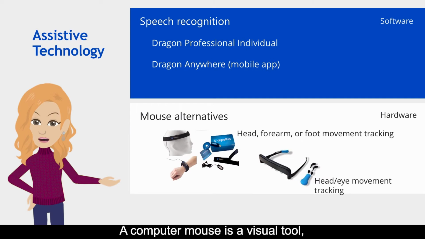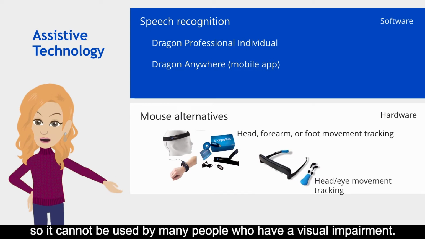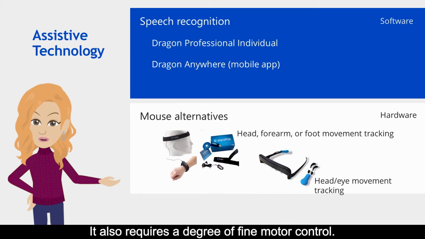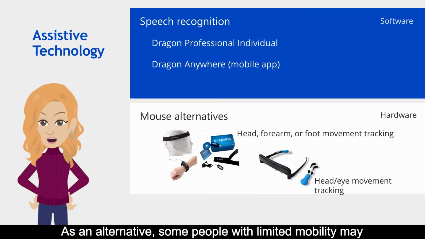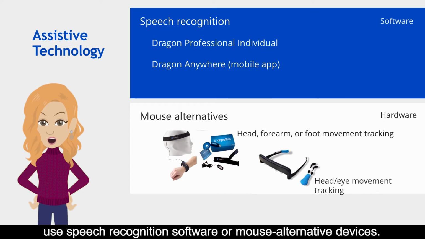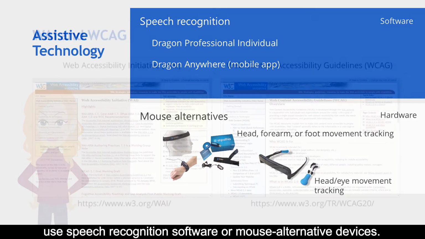A computer mouse is a visual tool, so it cannot be used by many people who have a visual impairment. It also requires a degree of fine motor control. As an alternative, some people with limited mobility may use speech recognition software or mouse alternative devices.